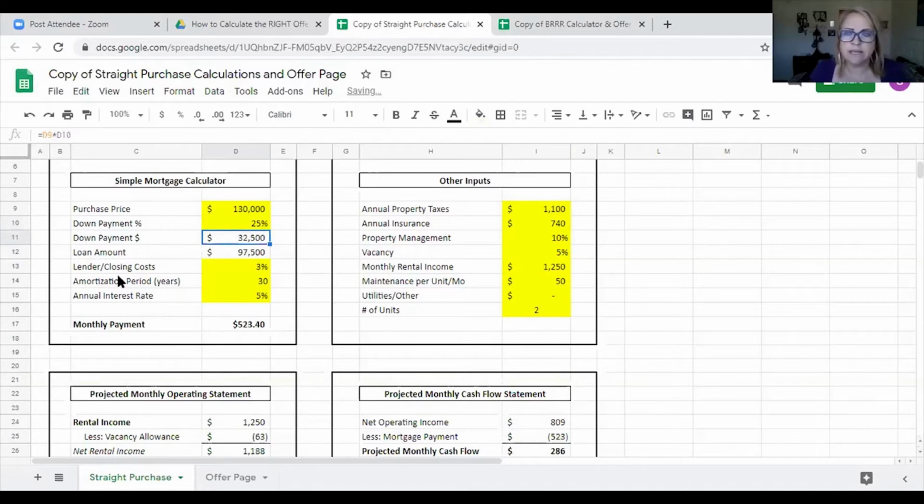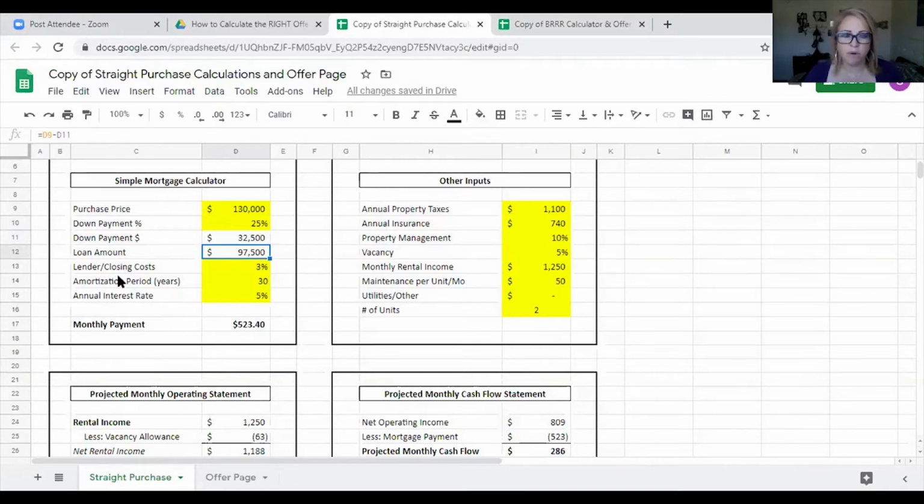So the first thing that we're doing is calculating our down payment amount. You take the purchase price times the down payment percentage, and that's going to be your down payment dollar amount. Then your loan amount, which is your next important piece, is the purchase price minus the down payment. So that's your loan amount.